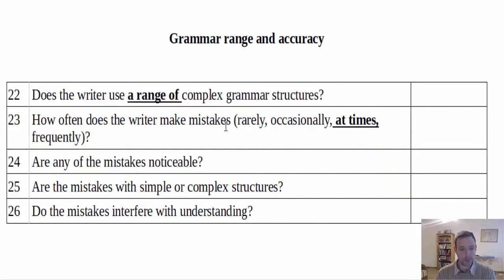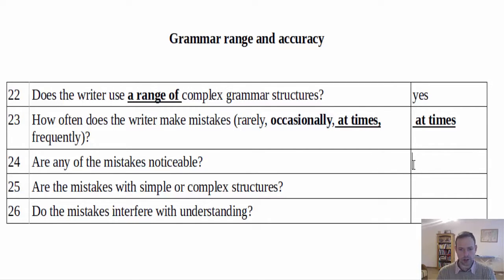Now let's go to the criteria and have a look. So far, yes, they're using a range. At times, it looks to be at times. Because how many did we have there? Two. Let's do at times, maybe occasionally, maybe.